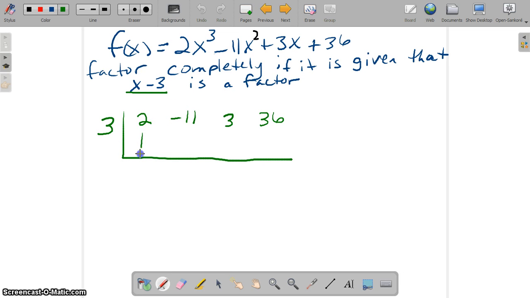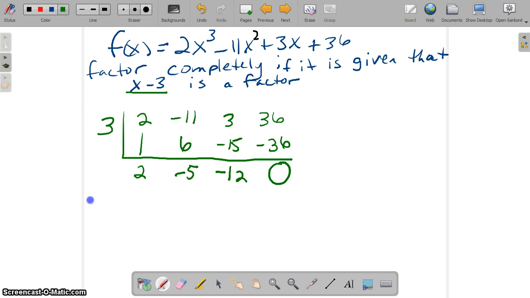Now we should be getting pretty good at it by now. Okay, bring down the 2. 3 times 2 is 6. Then we add these together and we get negative 5. 3 times negative 5 is negative 15. Add together, we get negative 12. 3 times negative 12 is negative 36, and boom, wouldn't you know, we get 0. The remainder is 0. So x minus 3 is definitely a factor.